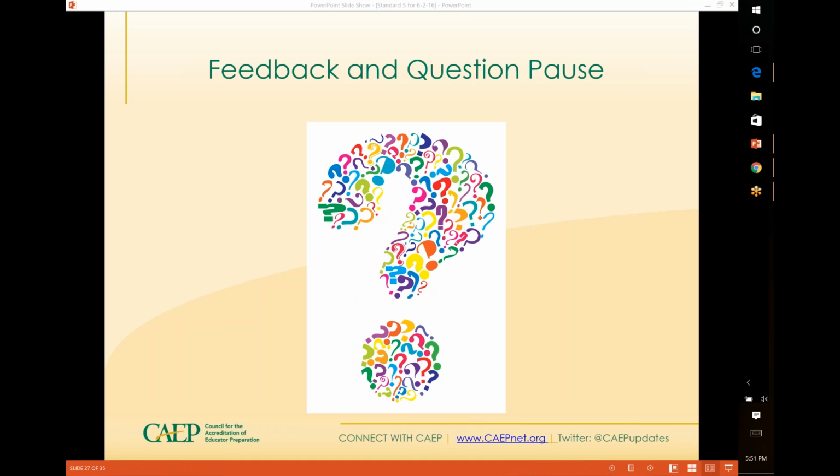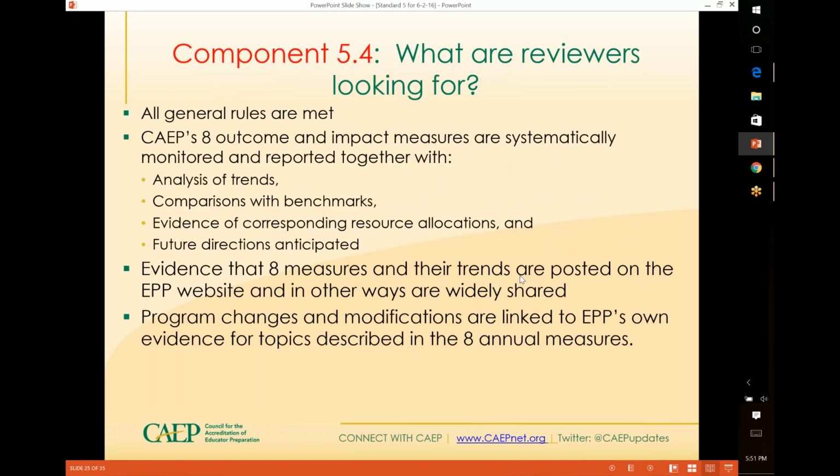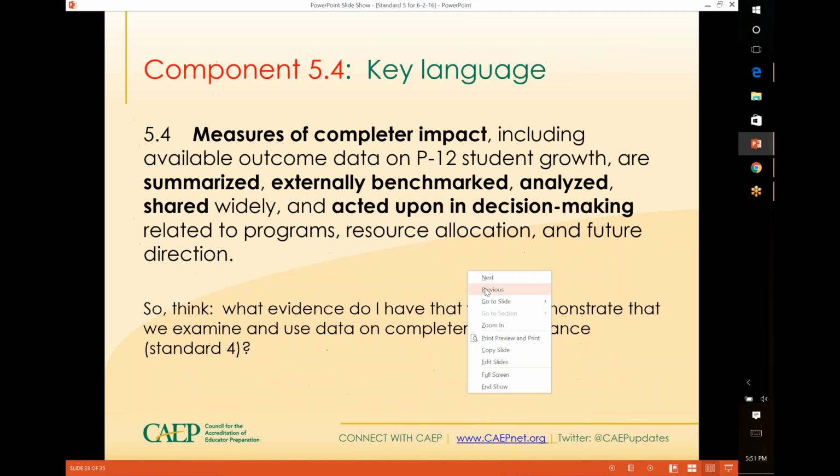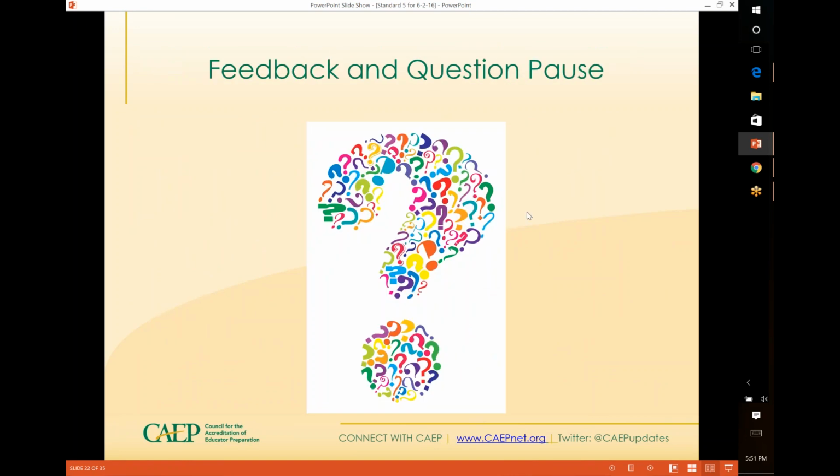And those are all of Standard 4, the 4 components of Standard 4, as well as the 4 buckets that we named earlier that have to do with outcome measures. So let me go back to a slide where we actually laid those out. Okay, graduation rates, licensure rates, employment rates, consumer information. Those are the other 4 measures that comprise the 8 annual measures. You can find information about this in the CAEP handbook. If you go to the table of contents right up front, there'll be something that talks about the 8 annual measures. There's a section.